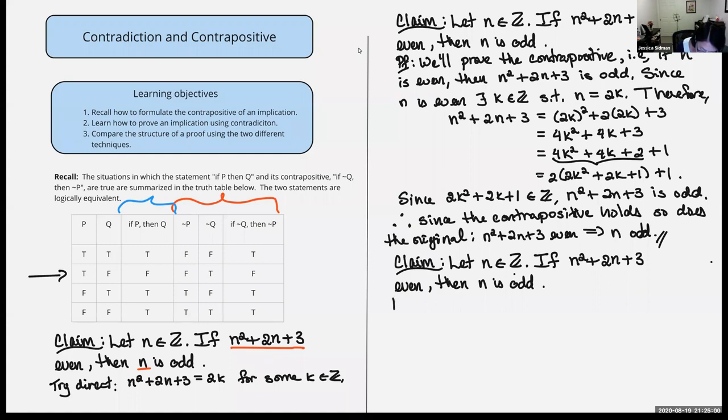So proof. Again, we're going to signpost for the reader that we're going to do a proof by contradiction. So we'll proceed by contradiction.